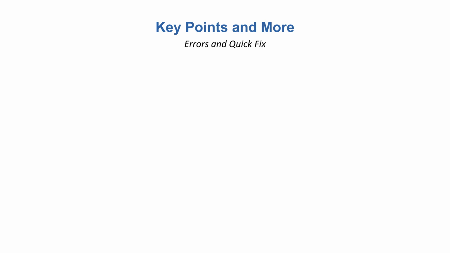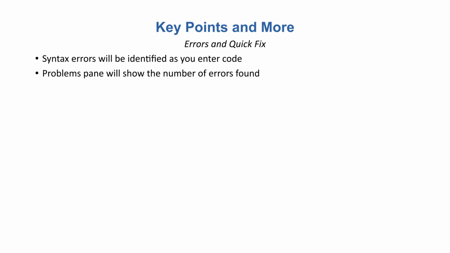Key points and more. Errors and Quick Fix. Syntax errors will be identified as you enter code. When you save changes, the Problems pane will show the total number of errors found. Double-click the error count in the Problems pane to see descriptions of the errors found.